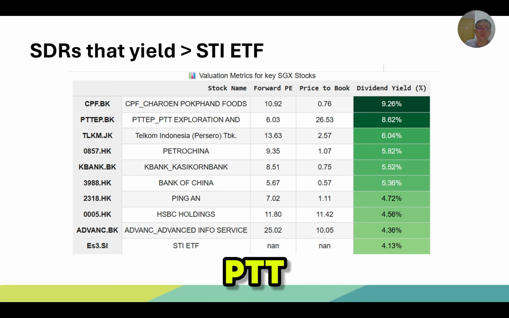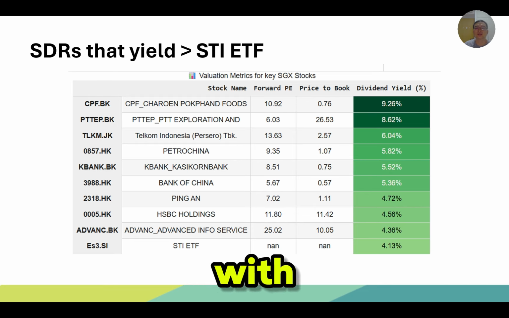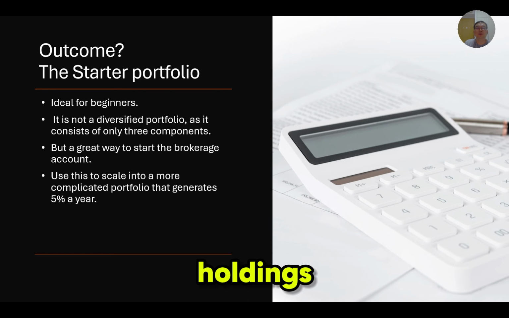Okay, in second place is PTTEP, which is an oil company from Thailand, right? And the good thing is that the Thai markets are not very highly correlated with Singapore. There's also some political turmoil there, so it might be a good time for us to pick up some Thai counters, to diversify our holdings.